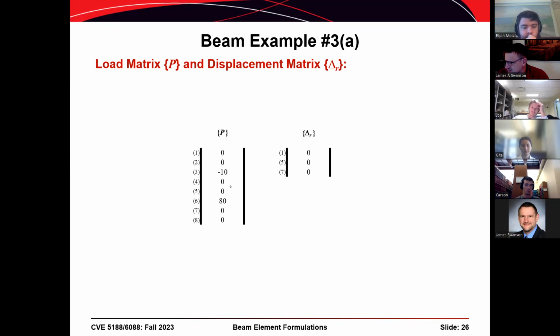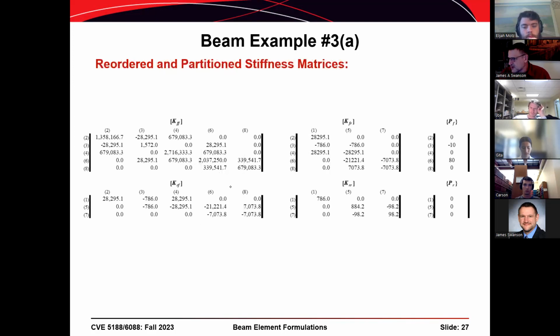And then our restrained degrees of freedom are going to be degrees of freedom 1, 5, and 7. And since we're not imposing any support settlements, all of those values are 0. So the solution process from here on out is basically mathematically identical to a truss problem.